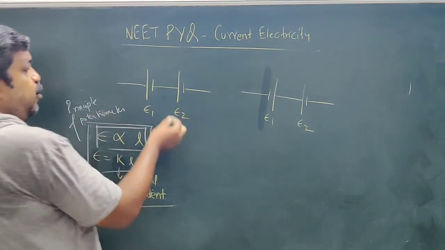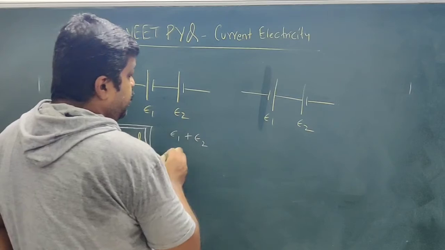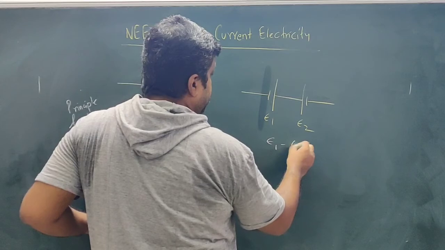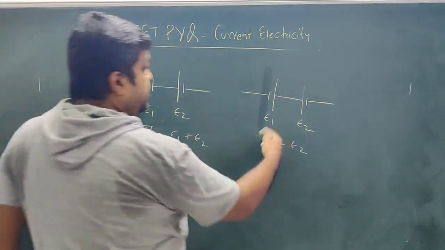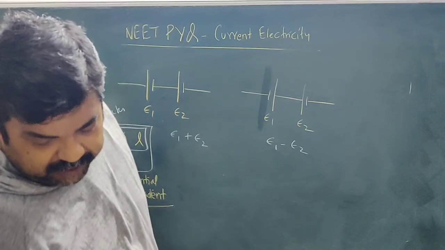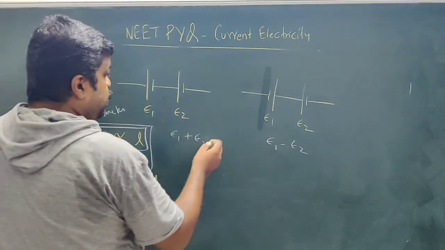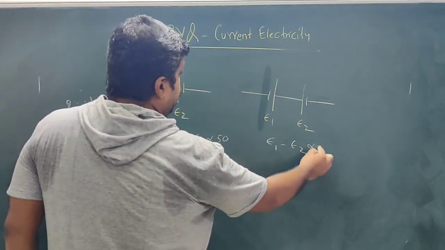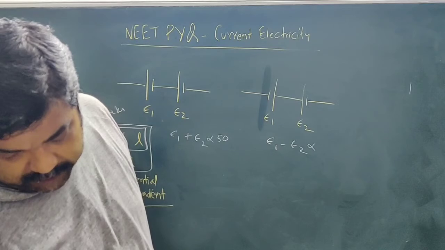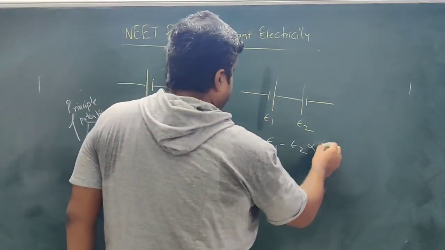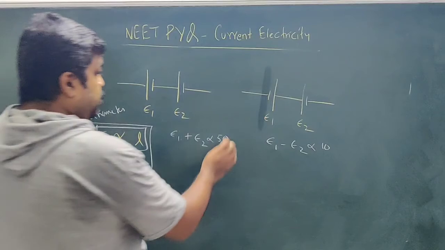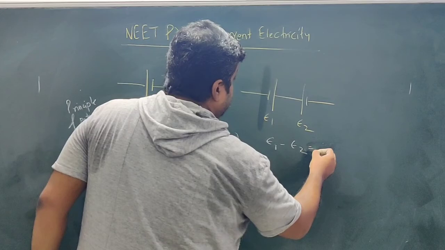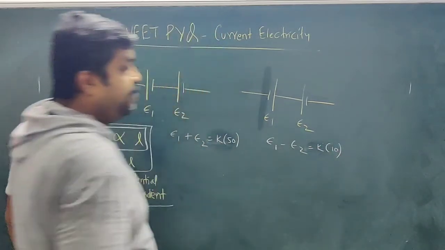So when the cells support, the total EMF will be E1 plus E2, and when it is opposing, it is E1 minus E2. So this is the net EMF in each case. In the first case, the balancing length is 50 centimeter, so this quantity is proportional to 50. In the second case it is 10 centimeter, so this is proportional to 10. So E1 plus E2 is equal to K times 50, and E1 minus E2 is equal to K times 10.